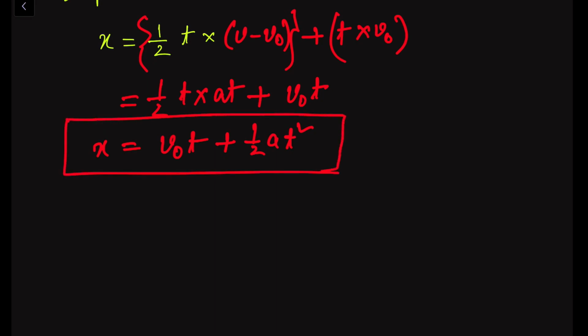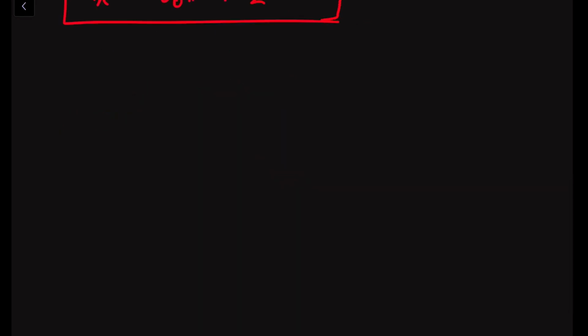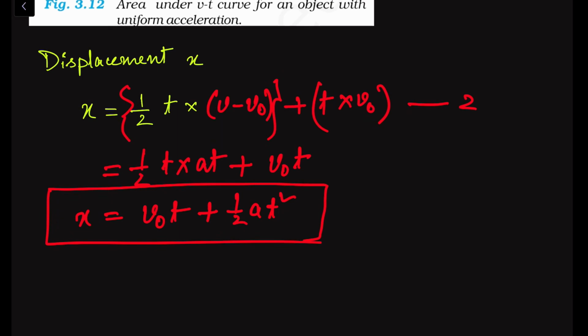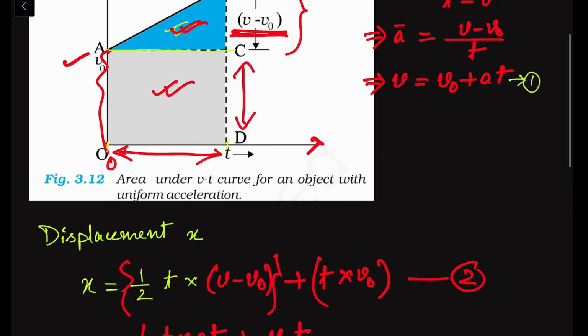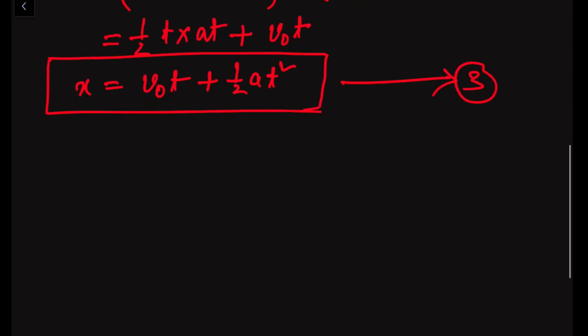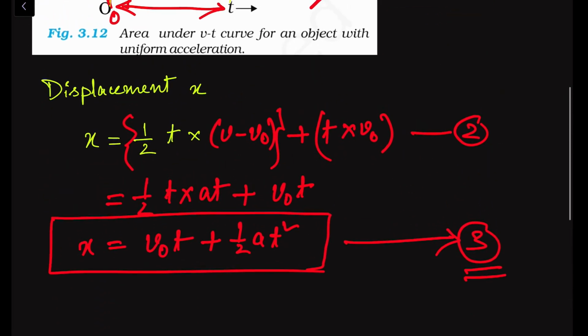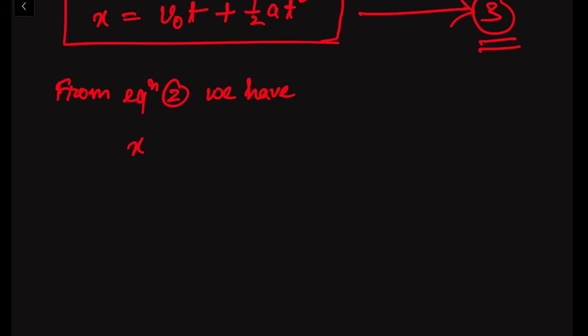Now let us go to our third formula. In this third formula we have to find out the displacement as a function of the uniform velocity. Suppose this one is equation number 2, this is equation number 3. We have got the first equation, which is the most important, and the second is the second important equation. So from equation number 2 we have x equal to half into V minus V0 into T plus V0T.